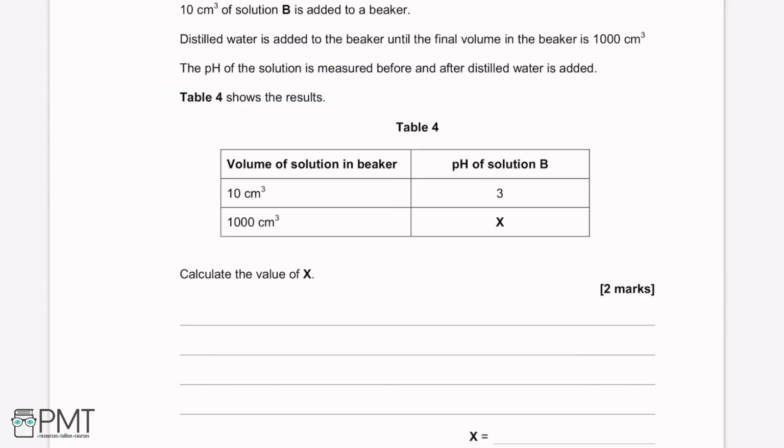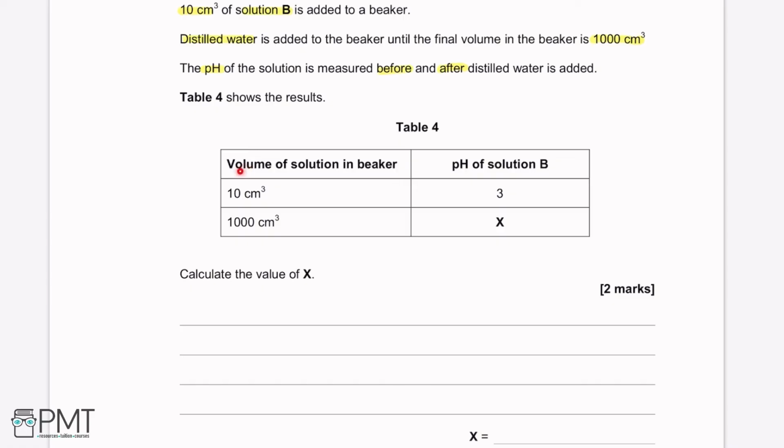10 centimetres cubed of solution B is added to a beaker. Distilled water is added to the beaker until the final volume is 1000 centimetres cubed. The pH of the solution is measured before and after the distilled water is added. Table 4 shows the results.